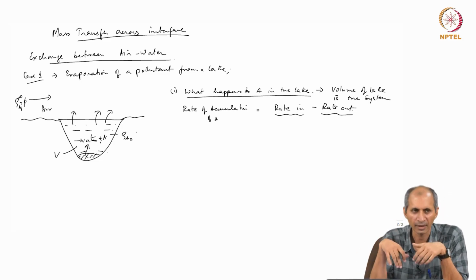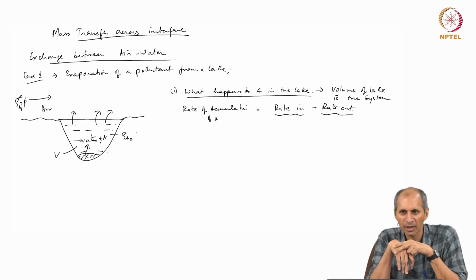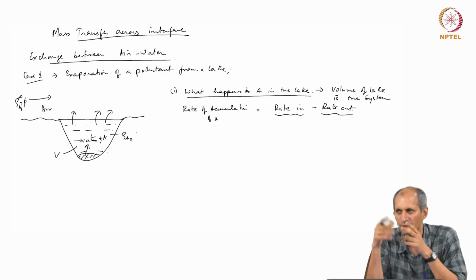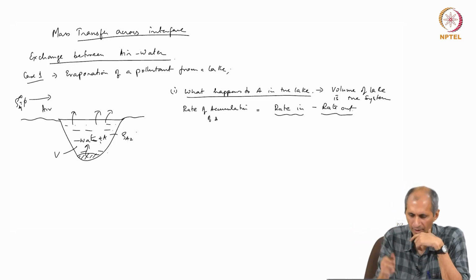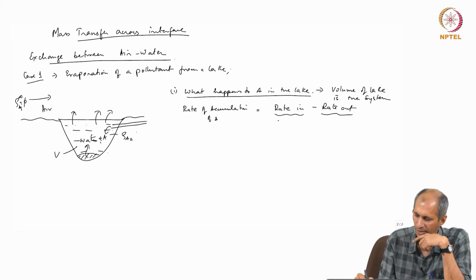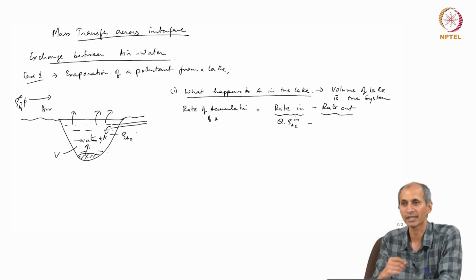So, how can A come in? Rate of A coming in is, let us say somebody is constantly dumping stuff every day continuously. There is a pipeline coming in and disposing material here. Okay, so let us say there is a pipeline coming in disposing stuff here. So, you have Q into some concentration of rho A2 in, minus rate out. What is this rate out?